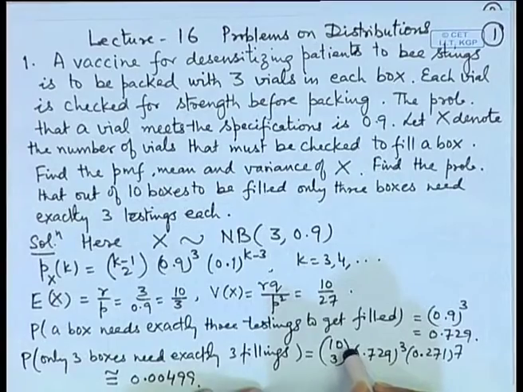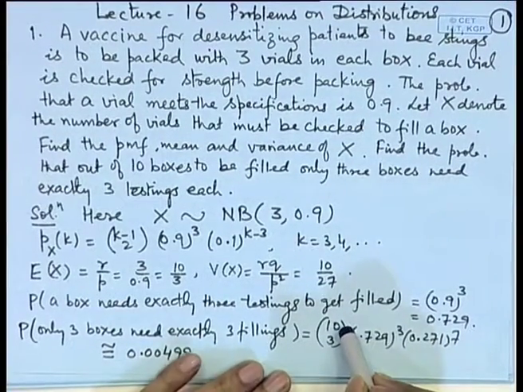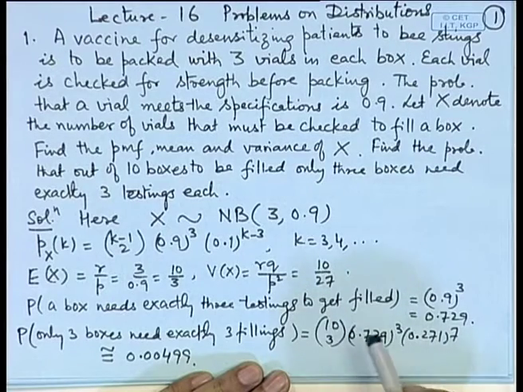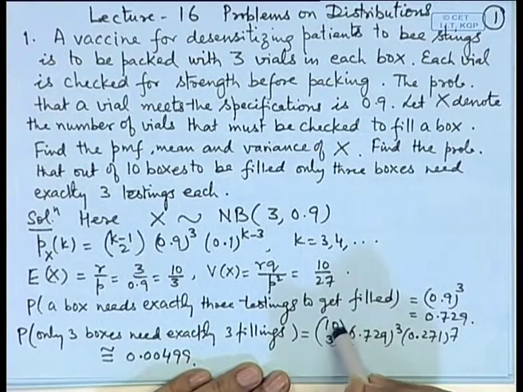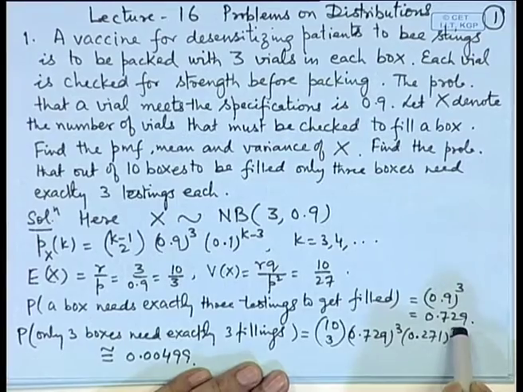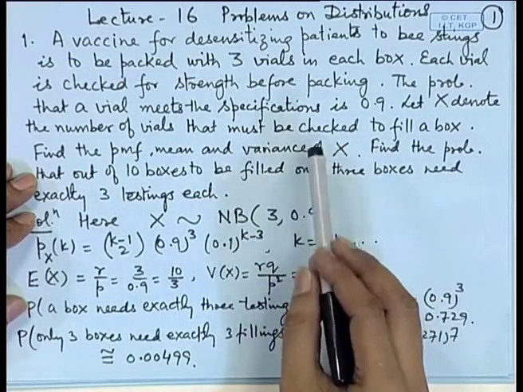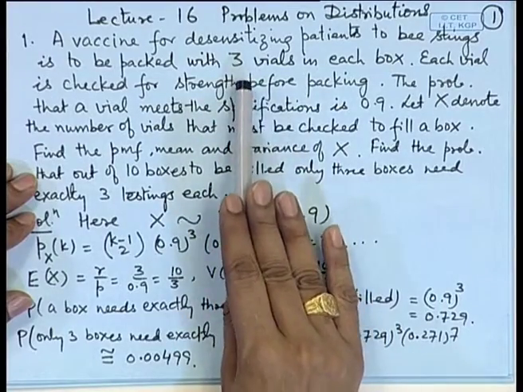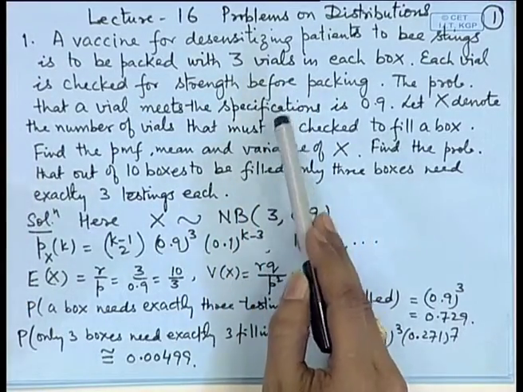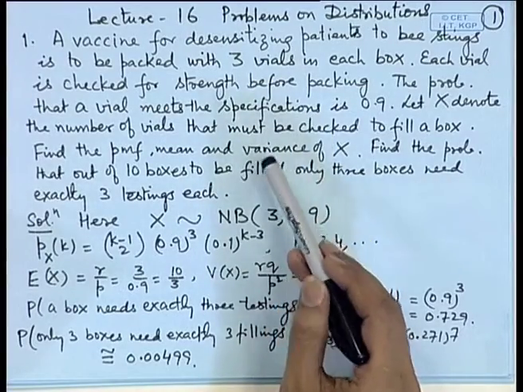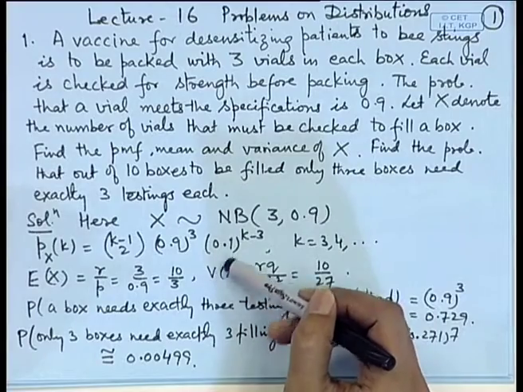It is the binomial probability of x equal to 3, where n is equal to 10 and p is equal to 0.729. So, by applying the formula nCx p to the power x q to the power n minus x, we get 10C3 (0.729)^3 (0.271)^7, which is approximately 0.00499. You can see here we have to make the assumption of independence and identical nature of the trials, so that we can apply the concept of binomial or negative binomial distribution here.